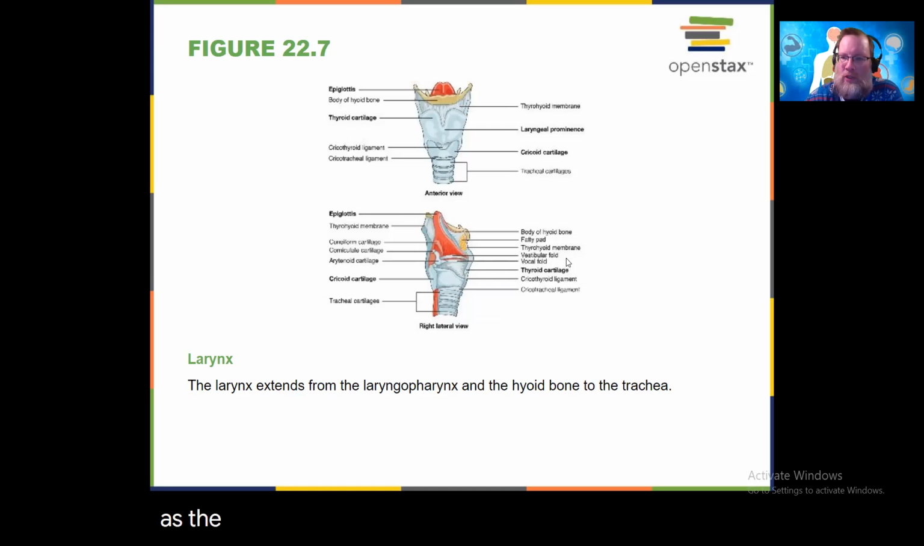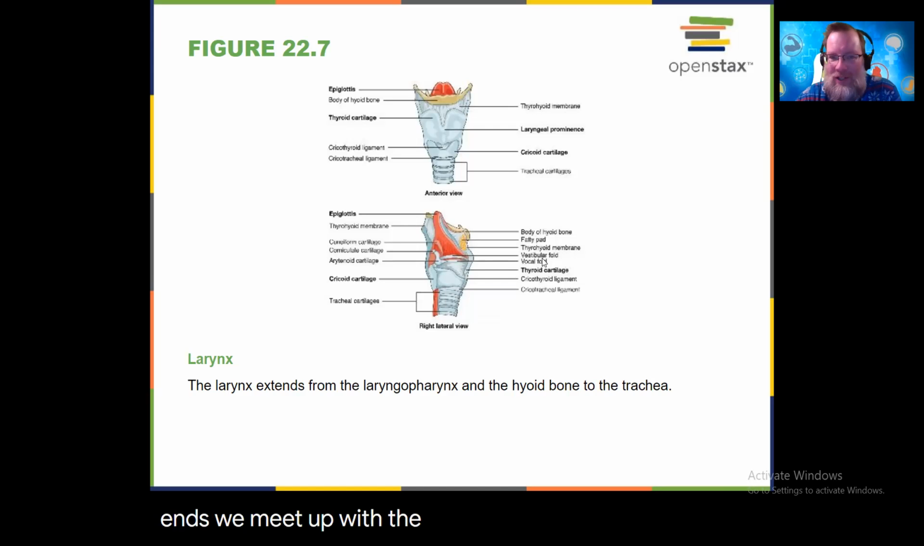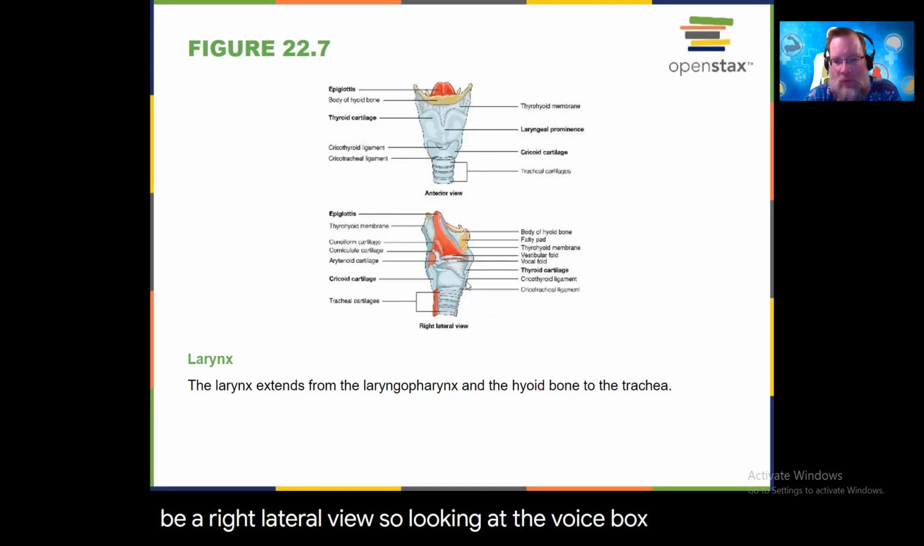So as the laryngopharynx, or the last part of the pharynx, ends, we meet up with the larynx, or the voice box. This is an anterior view. This is a side view, or a lateral view. This would be a right lateral view. So looking at the voice box from the right side, this would be the anterior portion out front.